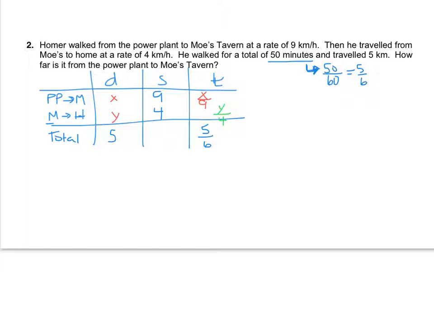Now, as far as equations go, we've got one equation with a total, so we're adding those together, and we have a second equation where we've got a total that we're adding things together. So our x plus our y has to equal 5 kilometers. And then the time spent going to Moe's from the power plant plus the time spent going from Moe's to home would have to equal 5/6 of an hour. So this gives us an equation here that has fractions in it. Now thankfully Desmos doesn't have a problem with fractions and it can handle that. So you can put that into Desmos and solve for your solution.